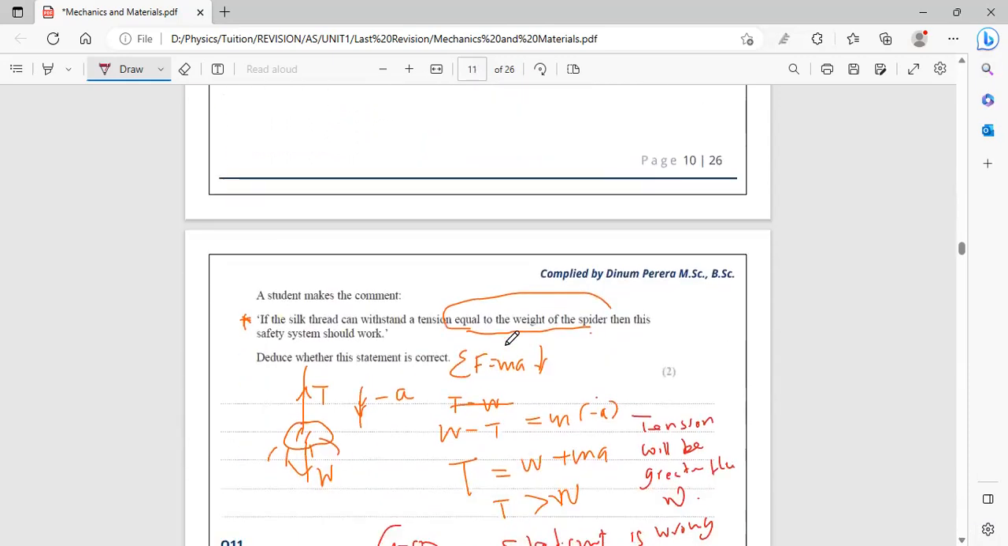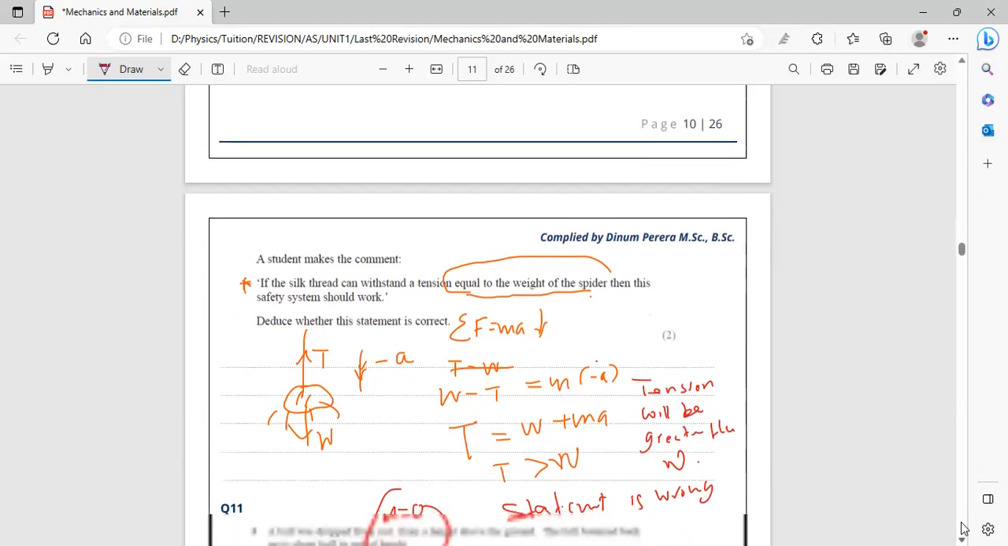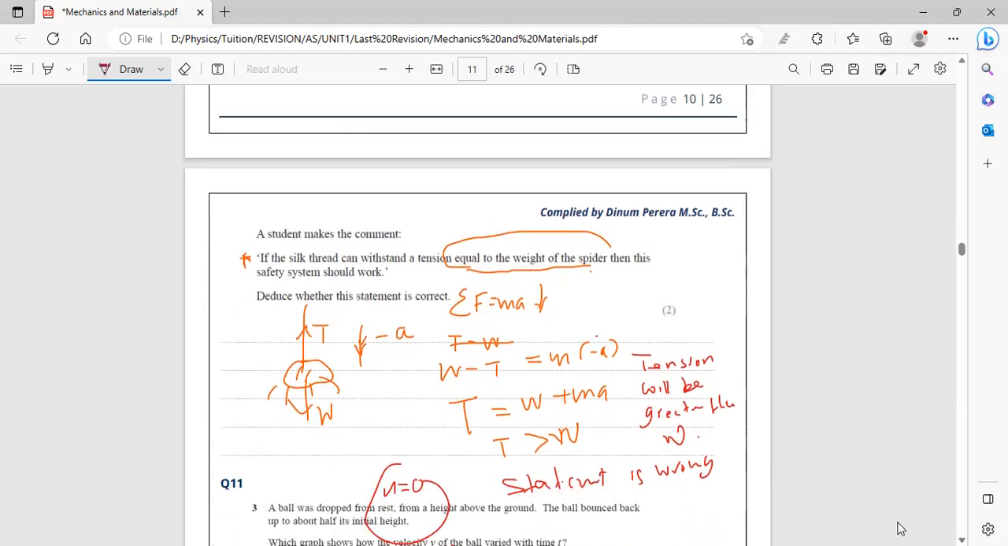The student makes the comment, if the silk thread can withstand tension equal to the weight of the spider, then this safety system could work, right? So the statement is simply that if the tension is equal to the weight, the safety system works, right? But now we'll analyze this using physics knowledge.